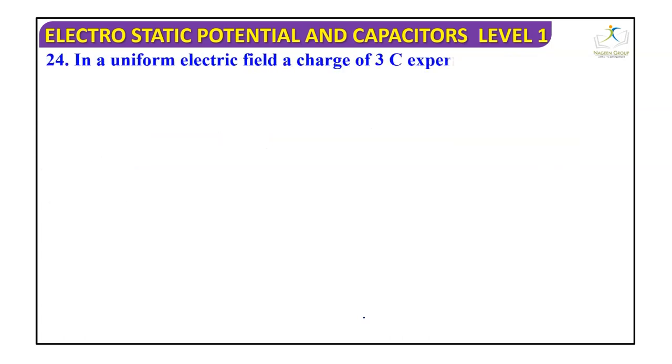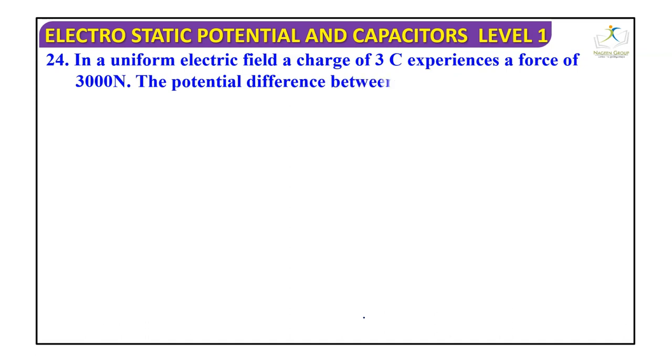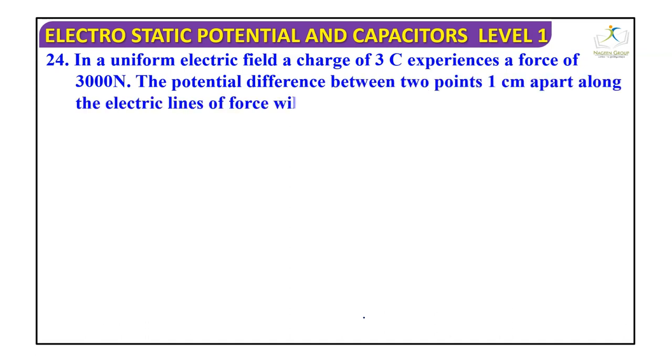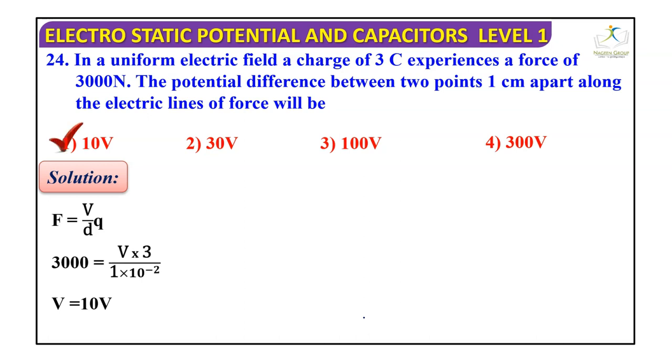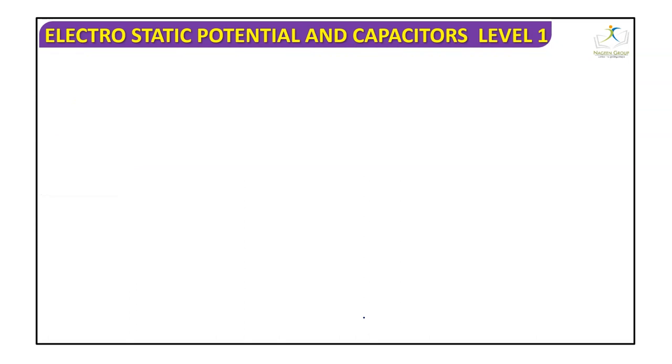Next question we have, in a uniform electric field, the charge of 3 coulomb experiences a force of 3000 newton. The potential difference between 2 points 1 centimeter apart along the electric lines of force will be, we have these options. So the solution of this question is, F is equal to QE and the value of E is V by D. So we just put this value and get the value of V, which is 10 volt. According to this, we have the first correct option.